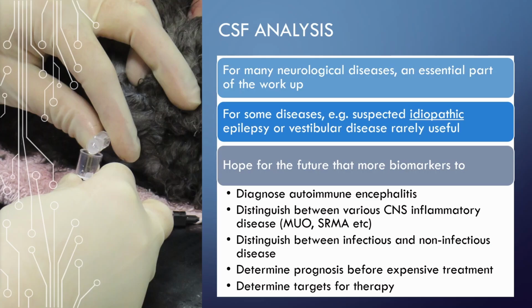So we want more biomarkers for these. I'd like to distinguish between the different CNS inflammatory diseases. I'd like to be able to tell when there's infectious and non-infectious disease. I'd like to be able to determine the prognosis before expensive treatment. And it would be nice to know about targets for therapy. So very useful test, but I think it's kind of watch this space. There'll be more that we can get out of this very vital fluid.